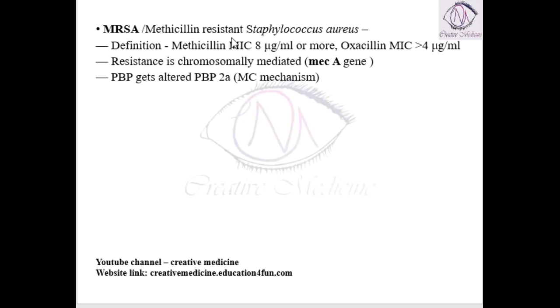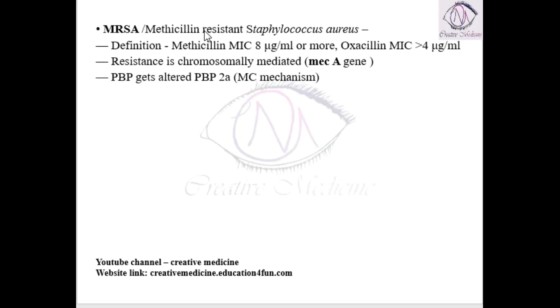So if the minimum inhibitory concentration of the Staphylococcus to methicillin is 8 micrograms per ml or more, or if the minimum inhibitory concentration of Staphylococcus aureus to oxacillin is more than 4 micrograms per ml or more, then we call it methicillin resistant Staphylococcus aureus. That means MRSA strains are either resistant to methicillin or oxacillin.